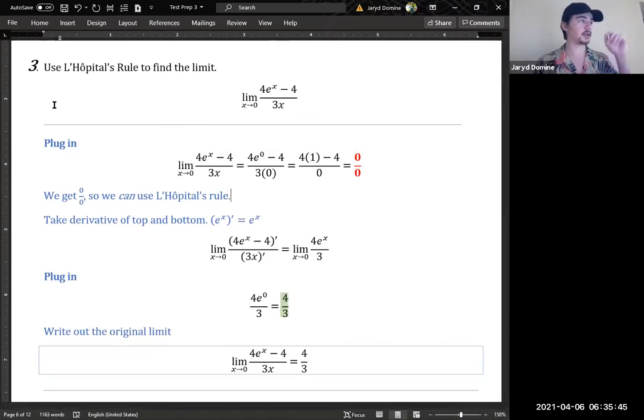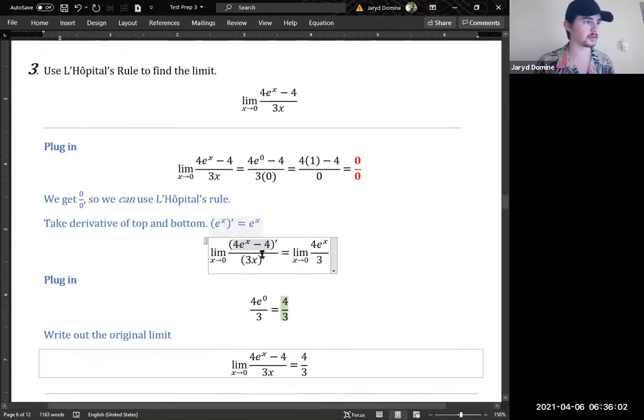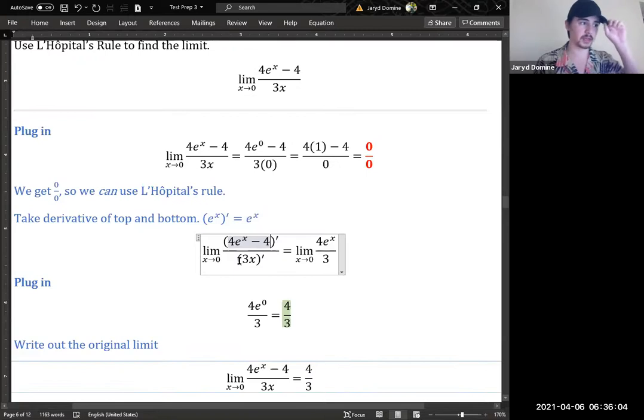Okay. And what the rule actually is, we take the derivative of the top and the derivative of the bottom and see what the limit is now. So this was our original limit, right? It's this fraction. So I'm going to take the derivative of the top here, the derivative of 4e to the x minus 4, and the derivative of 3x on the bottom.